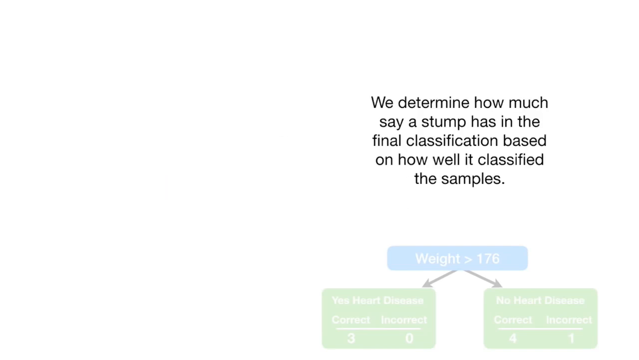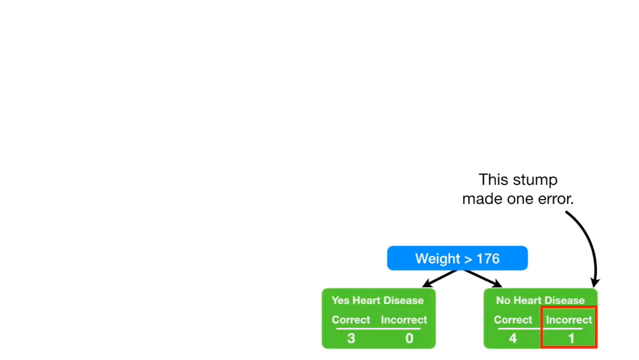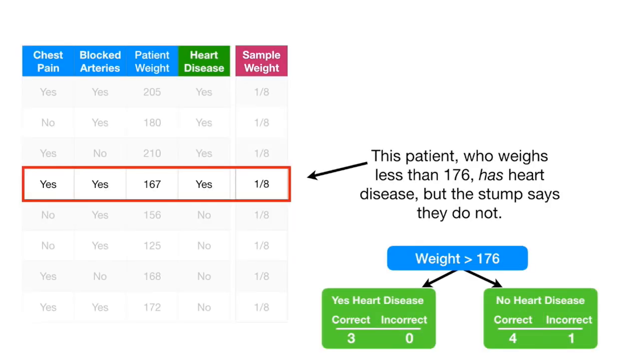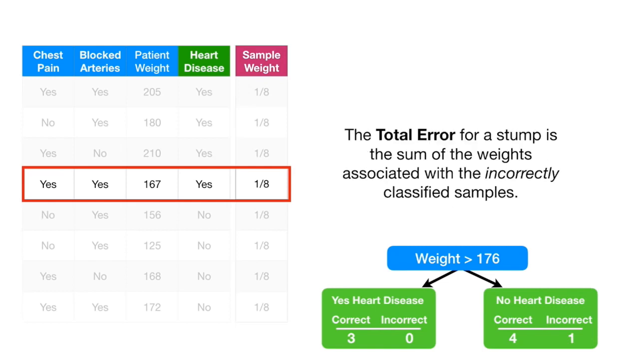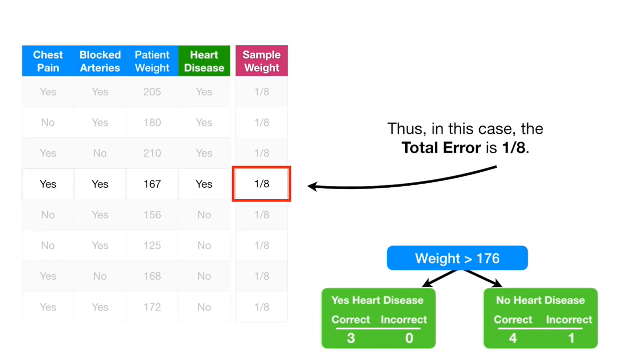We determine how much say a stump has in the final classification based on how well it classified the samples. This stump made 1 error: a patient who weighs less than 176 has heart disease, but the stump says they do not. The total error for a stump is the sum of the weights associated with the incorrectly classified samples. Thus, in this case, the total error is 1/8.